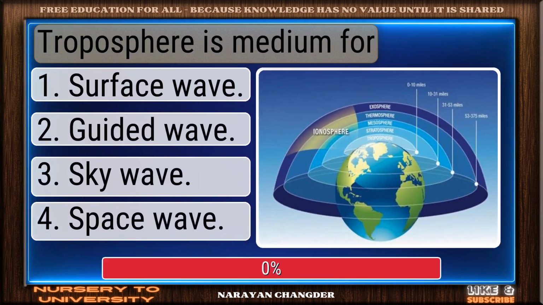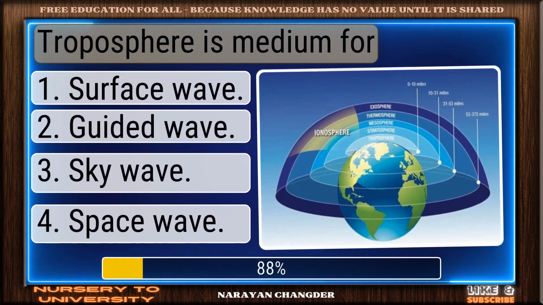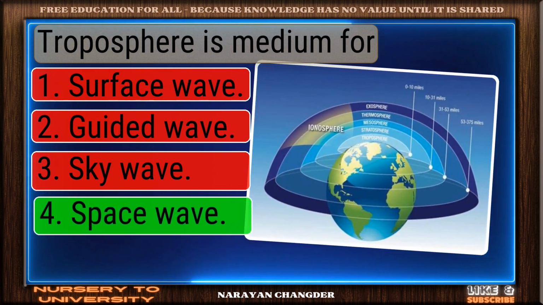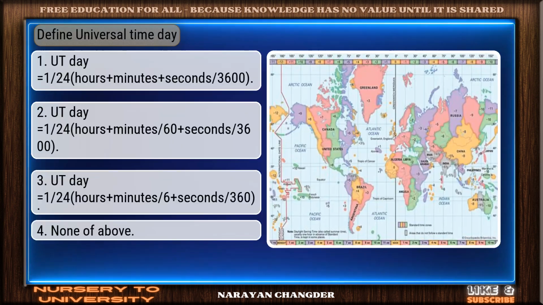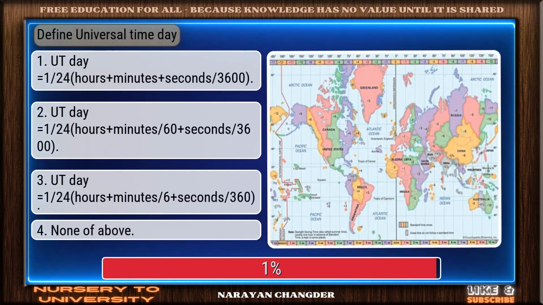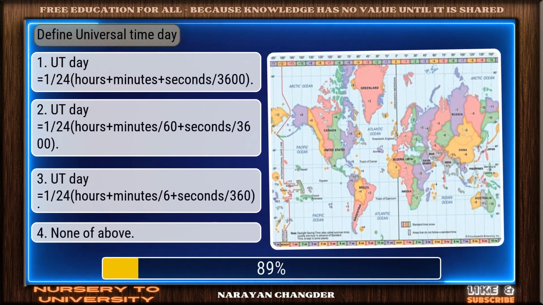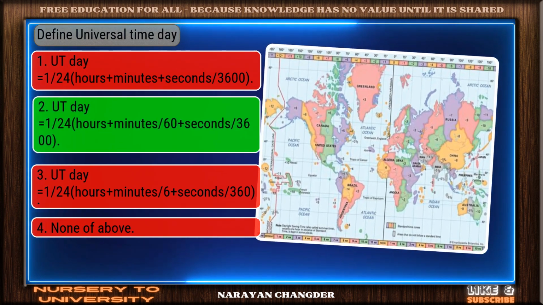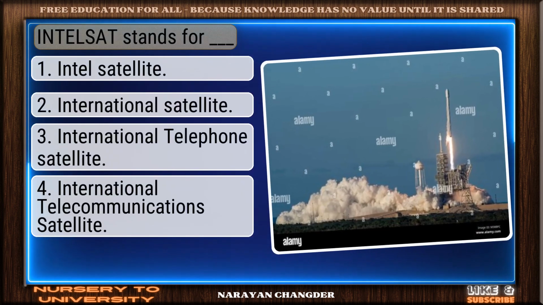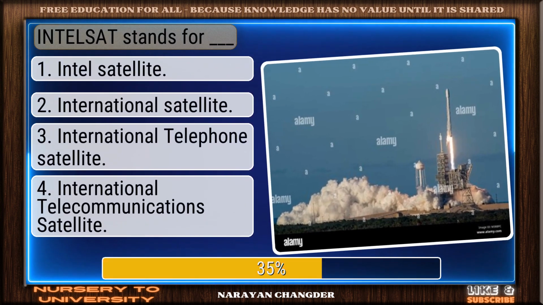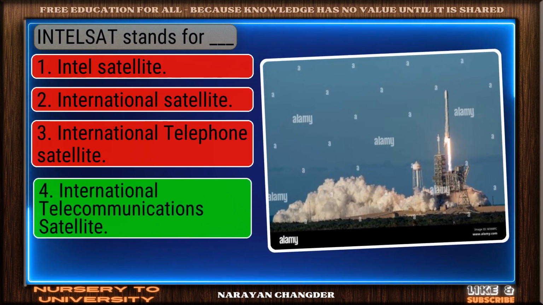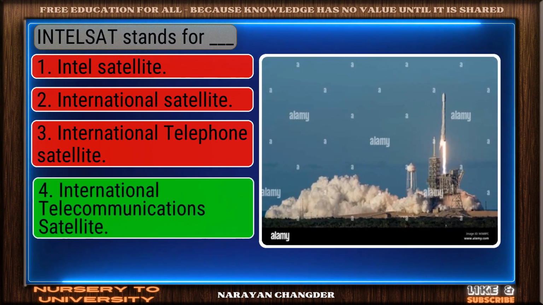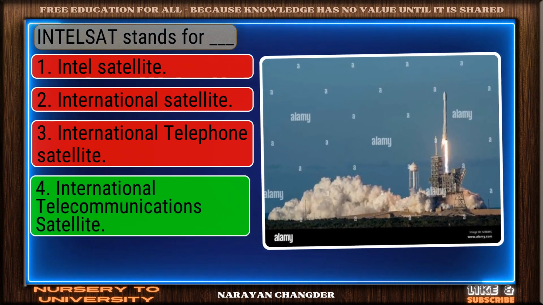Troposphere is medium 4. Clear logic. Your choice, space wave, is sound and 100% true. Define universal time day. Good thinking. Earth day equal to 24 hours is the right answer. Intelsat stands for dash. You got it. Your choice, International Telecommunications Satellite, is right.